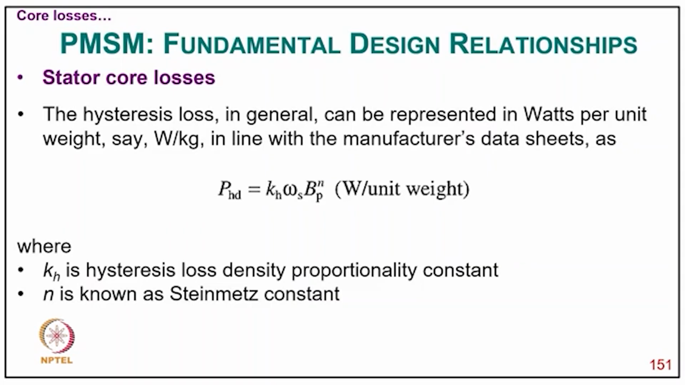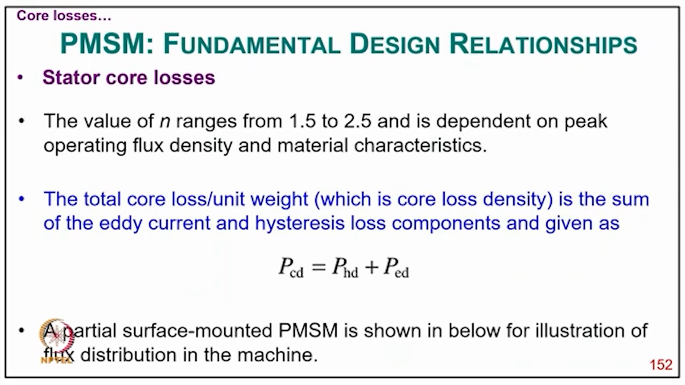So P_H equal to K_H omega_s B to the power n, watt per unit weight, where K_H is the hysteresis loss density proportionality constant and n is known as the Steinmetz constant. The value of n ranges from 1.5 to 2 and is dependent on peak operating flux density and material characteristic. So the total core loss per unit weight, which is the core loss density, is the sum of the eddy current and hysteresis loss components and is given as P_CD equal to P_HD plus P_ED.